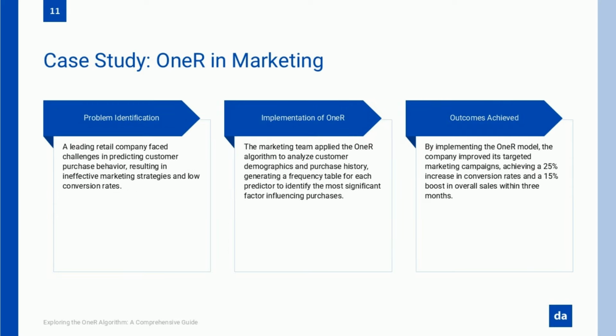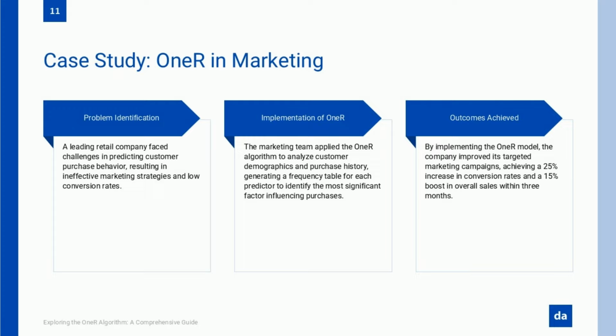A leading retail company was struggling to improve its marketing strategies. Despite investing heavily in advertising and promotions, conversion rates remained low and customer engagement was inconsistent. The marketing team needed a way to identify the most influential factors driving purchases so they could target the right customers with the right offers. They needed a model that was simple, fast, and easy to interpret. That's when they applied the OneR algorithm.